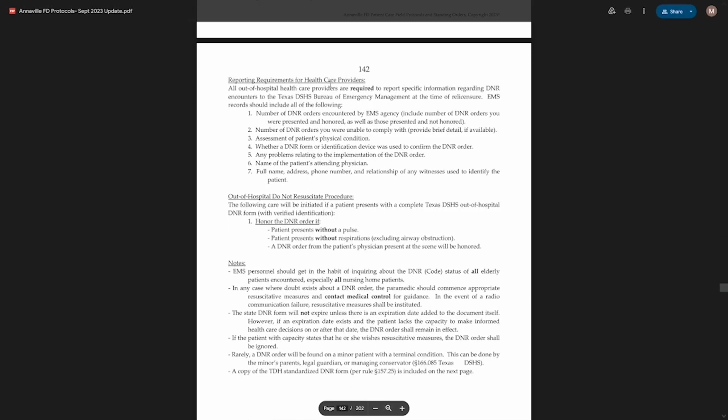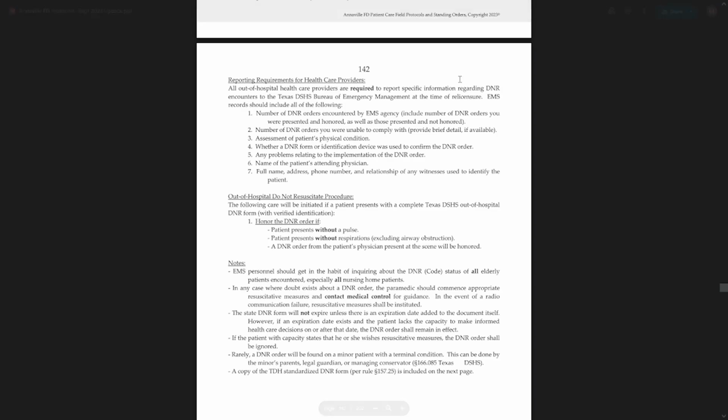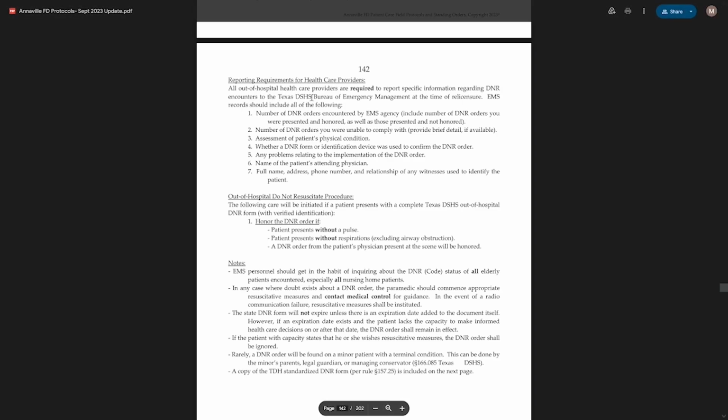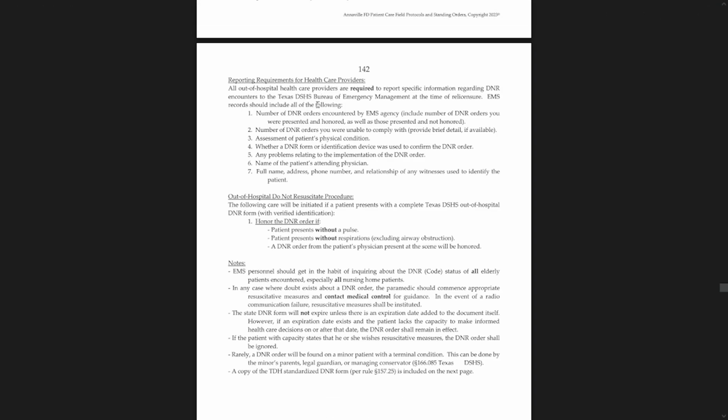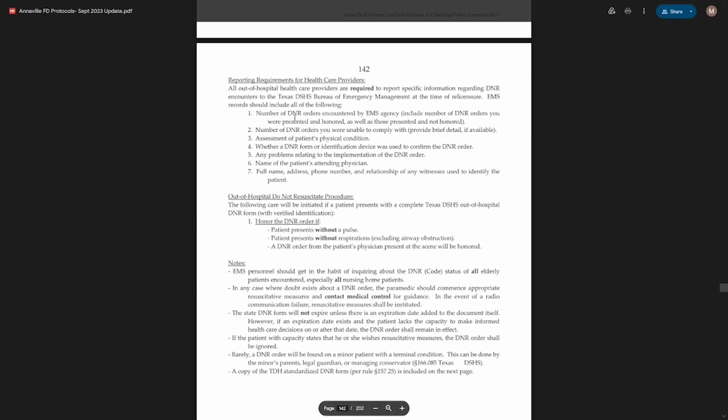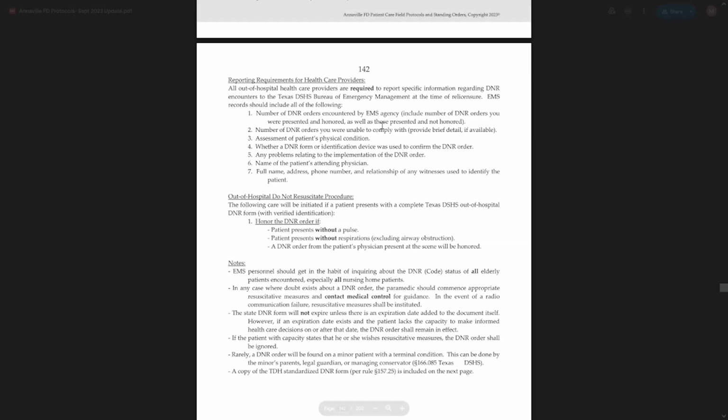Reporting requirements for healthcare providers. All out-of-hospital healthcare providers are required to report specific information regarding the DNR encounter to the Texas DSHS Bureau of Emergency Management at the time of relicensure. EMS records should include all of the following: the number of DNR orders encountered by the EMS agency, including the number of DNR orders presented and honored, as well as those presented and not honored. The number of DNR orders you are unable to comply with, providing brief detail if available.